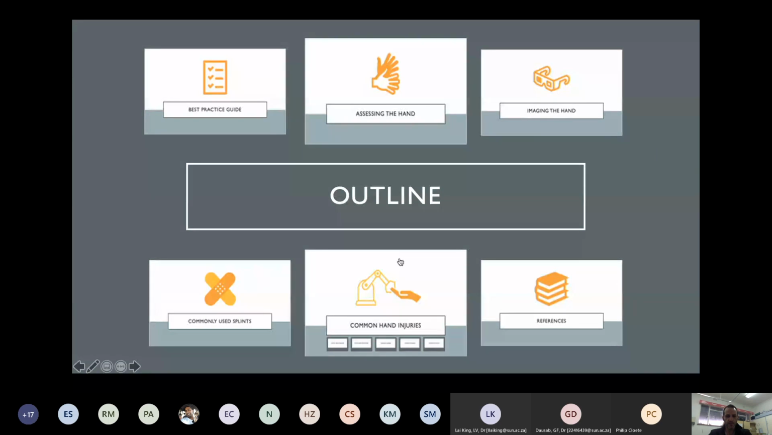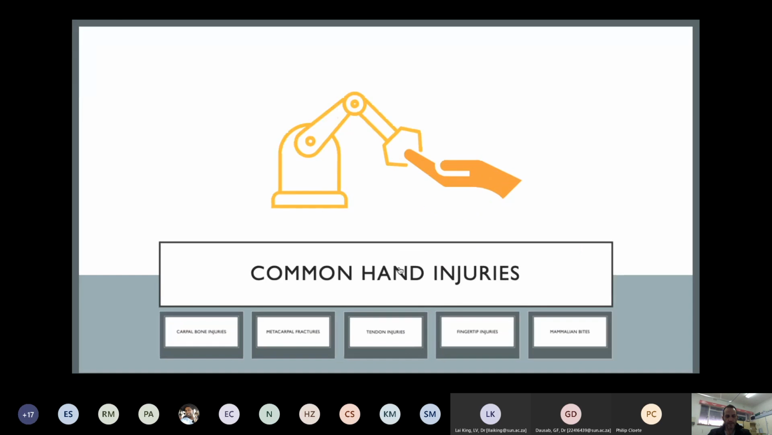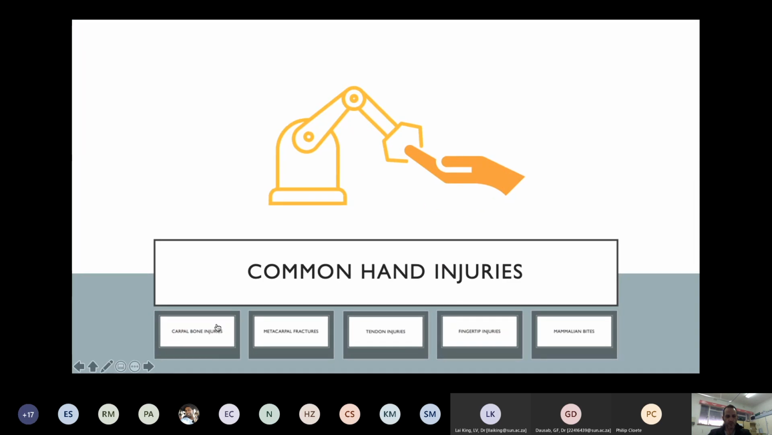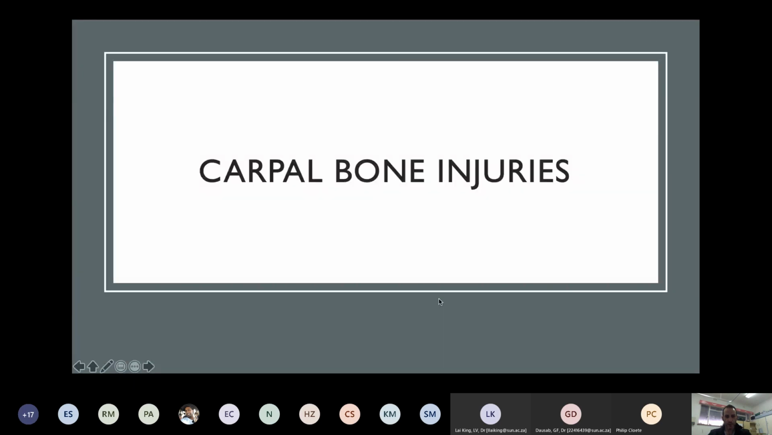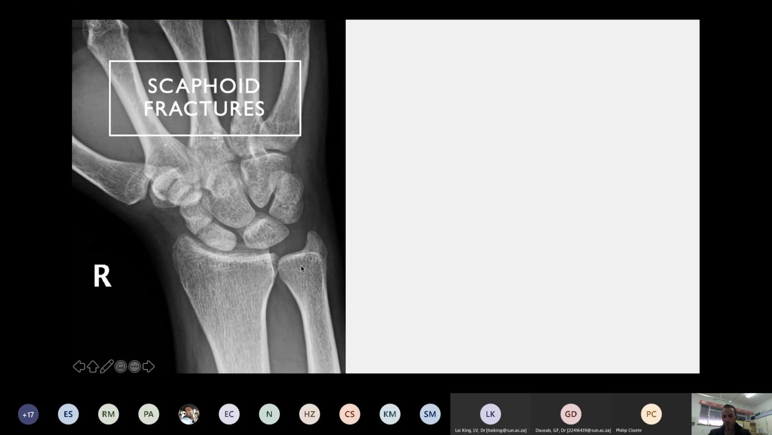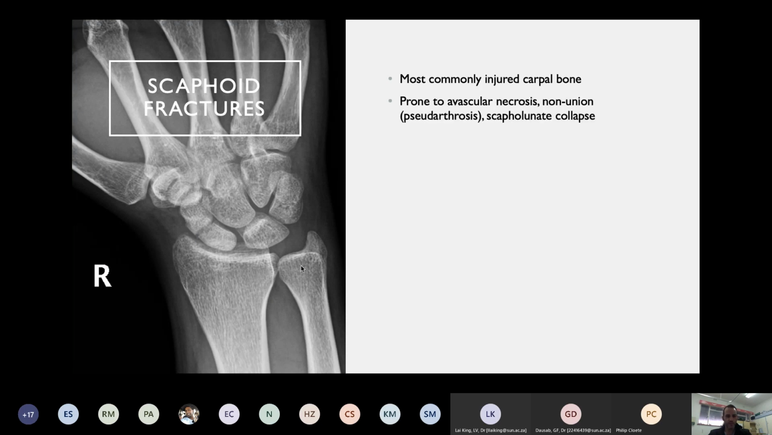All right, so let's get to the beef of the lecture. I'm going to talk about some common hand injuries. Let's speak about carpal bone injuries. Obviously the most common carpal bone that's injured is the scaphoid bone. It's prone to avascular necrosis, non-union, and scapholunate collapse.